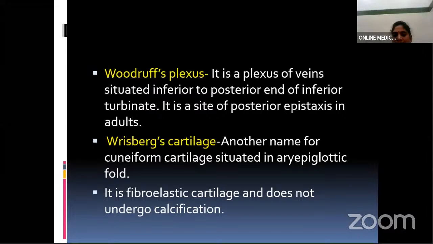Everyone is sleeping. So cuneiform cartilage is a small cartilage, very small. You cannot even see that thing. So this is again a viva question. The other name for cuneiform cartilage. First you should know where it is present. You should not tell ear. There is no such cartilage there. Cuneiform cartilage is present in the larynx. The other name for cuneiform cartilage is Brisberg cartilage, situated in the aryepiglottic fold. Arytenoid, cuneiform.